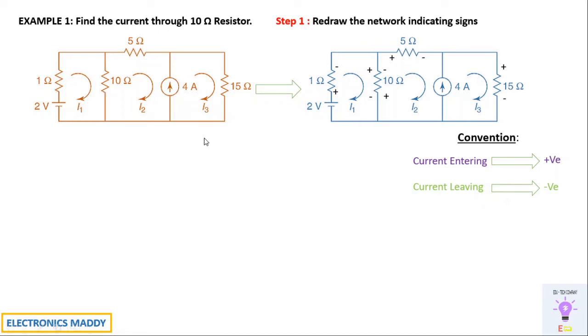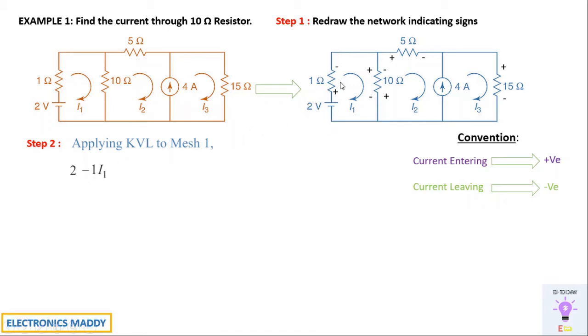Once this is done, the next step is to apply KVL to mesh 1. So how do we apply KVL with respect to mesh 1? The current is starting from this point, so we will be assuming from this point. It's from minus to plus. Whenever current is leaving at the plus terminal with respect to voltage, we'll write it as plus. So the voltage here is 2 volt.